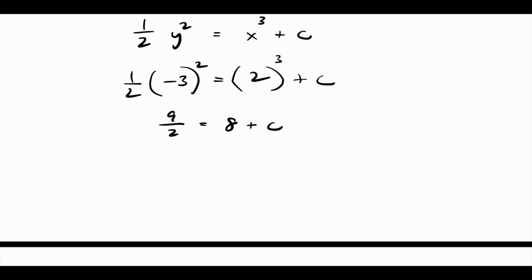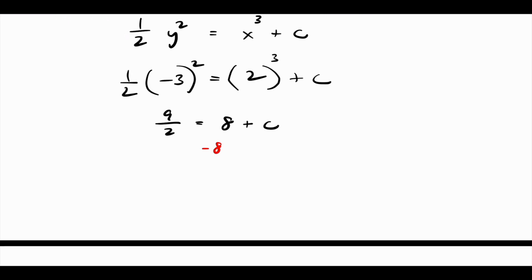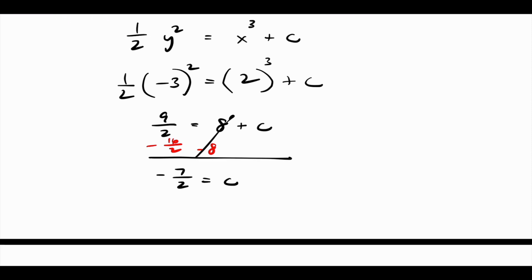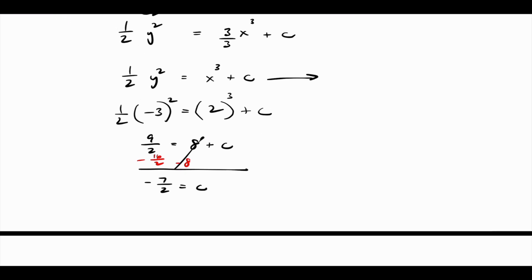8 plus c. Subtract 8 from both sides. Eight is going to be 16/2. So I get -7/2 equals c. Okay, so I'm going to plug that in. I'm going to kind of go over here now. I'm going to rewrite this, except now I have my c, -7/2.